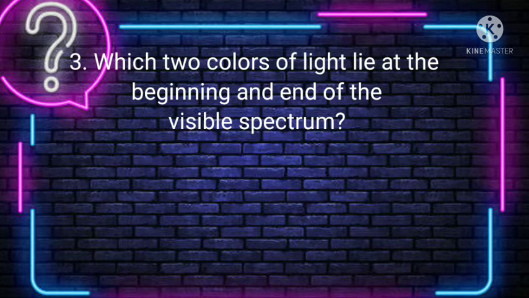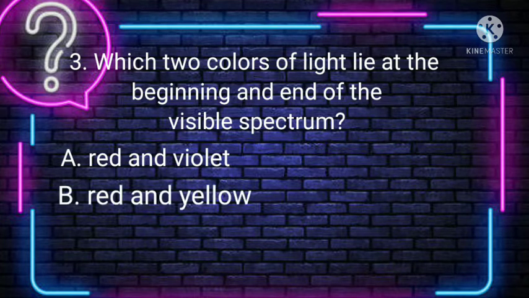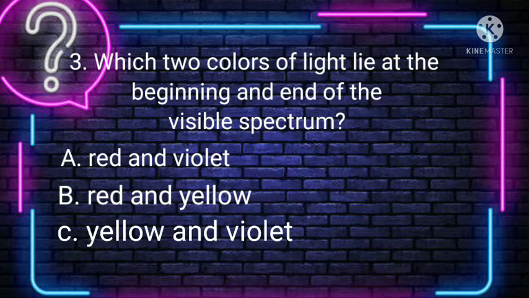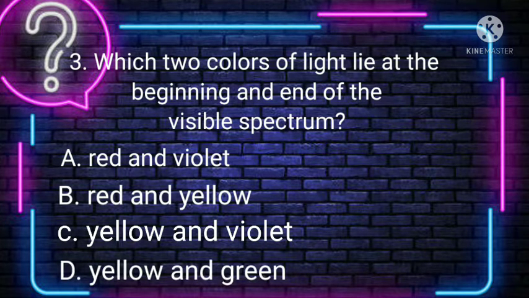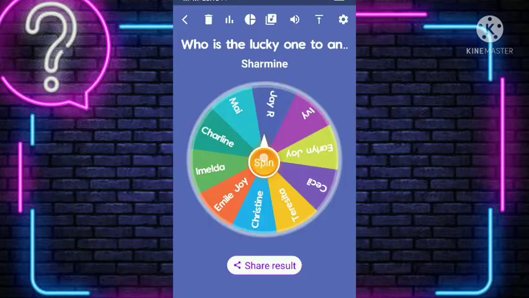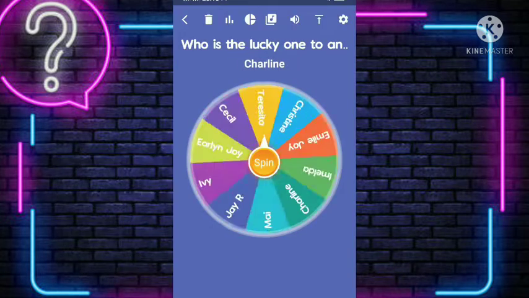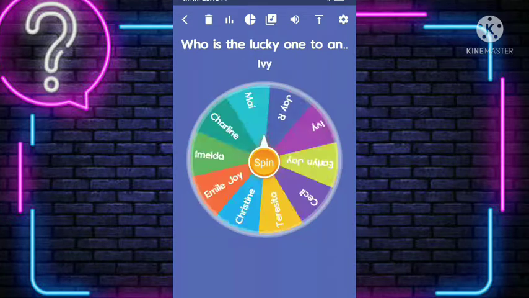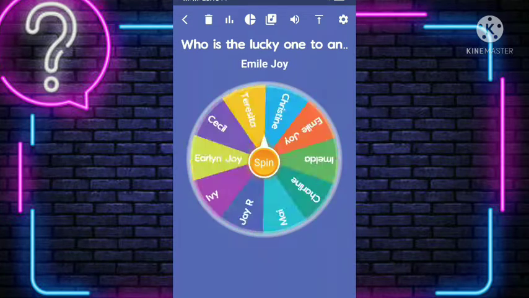Which 2 colors of light lie at the beginning and end of the visible spectrum? Letter A, red and violet. Letter B, red and yellow. Letter C, yellow and violet. And letter D, yellow and green. And who will be our lucky student to answer this question? Let's find out.